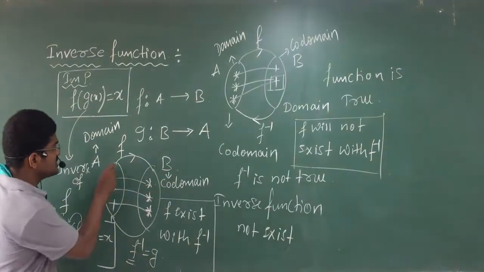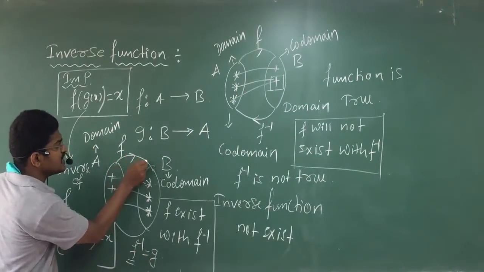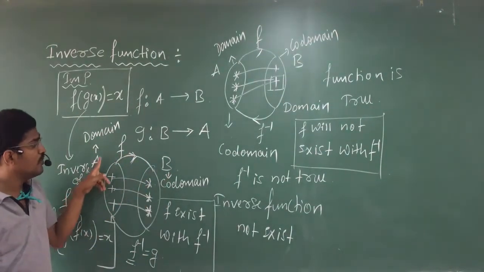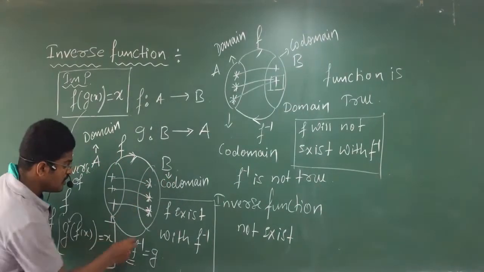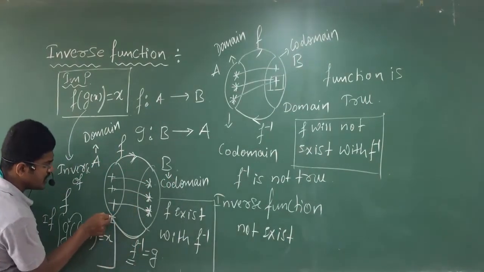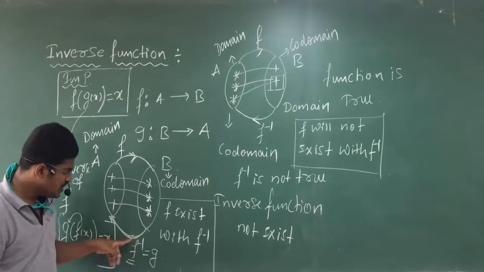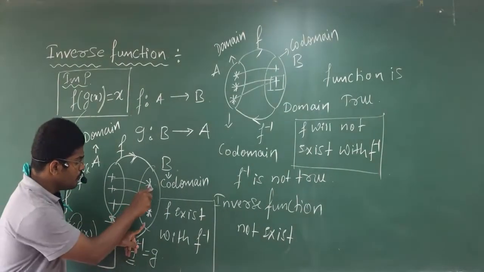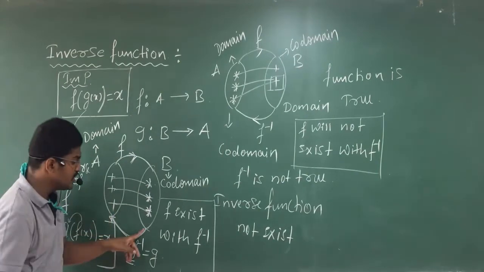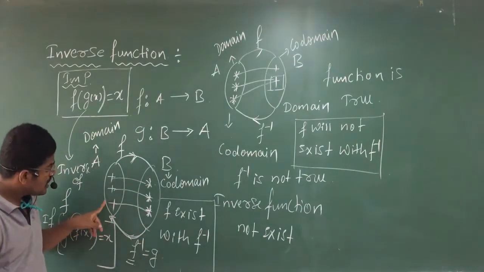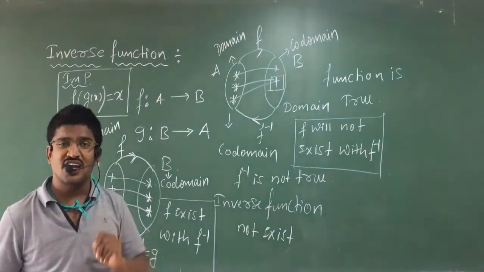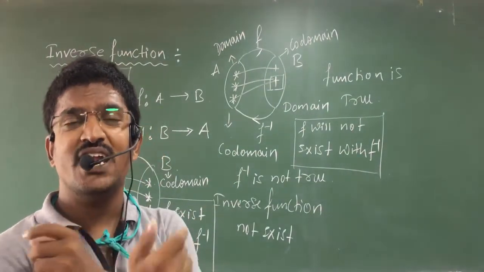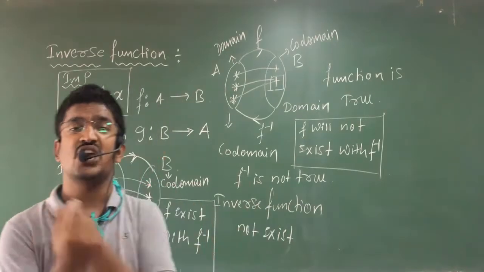That means this is f from A to B, where A is the domain, B is the codomain. This will be the f inverse, where we can write it as g, that means nothing but from B to A. That means here B will be the domain, A will be the codomain. Are you getting my point? So if the inverse exists, domain and codomain will interchange.